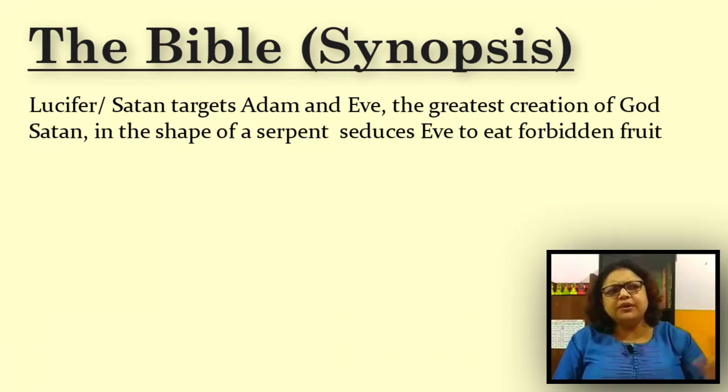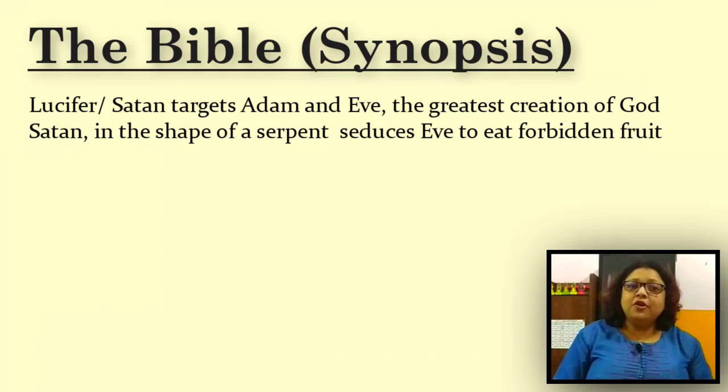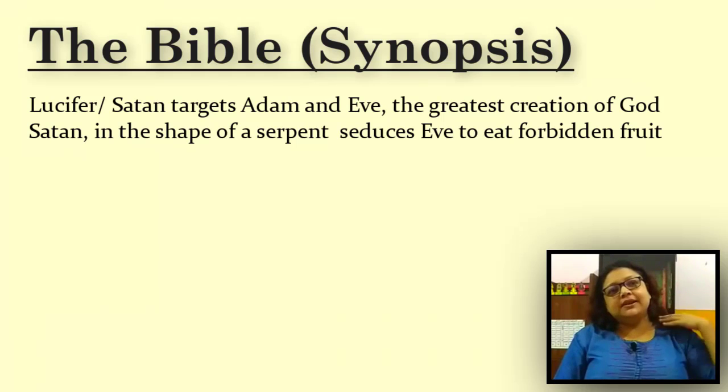Eve says that, no, if I take that fruit and eat, I'll die. And he says, die? How do you know? This is the tree of knowledge. Why is knowledge wrong? And eventually Eve gives in. She eats that forbidden fruit.